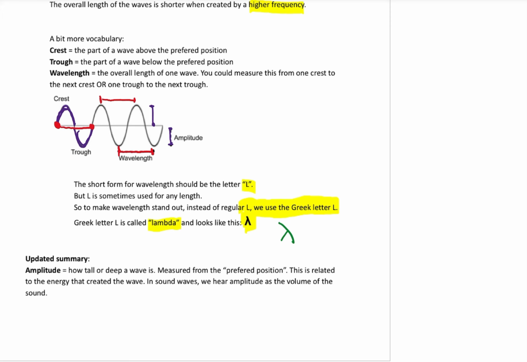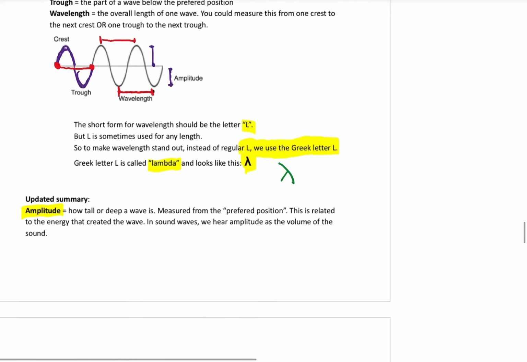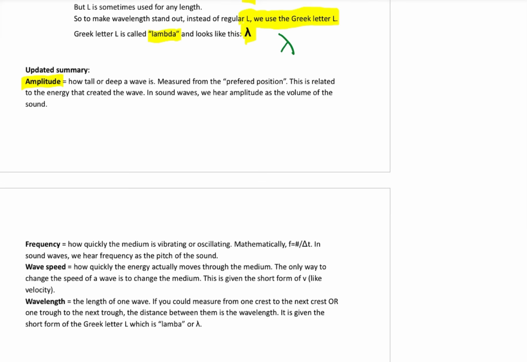So what we talked about before is amplitude. That's how tall or deep a wave is. Amplitude is related to energy. If it's a sound wave, we hear amplitude as volume. Frequency is how quickly the particle, the medium, is vibrating or wobbling back and forth. It's got the funny units of hertz, and we hear frequency as the pitch. A high frequency is a high sound, a low frequency is a low sound.